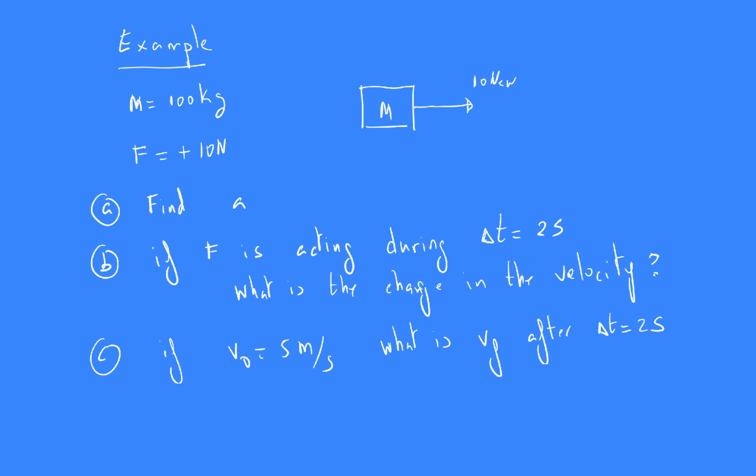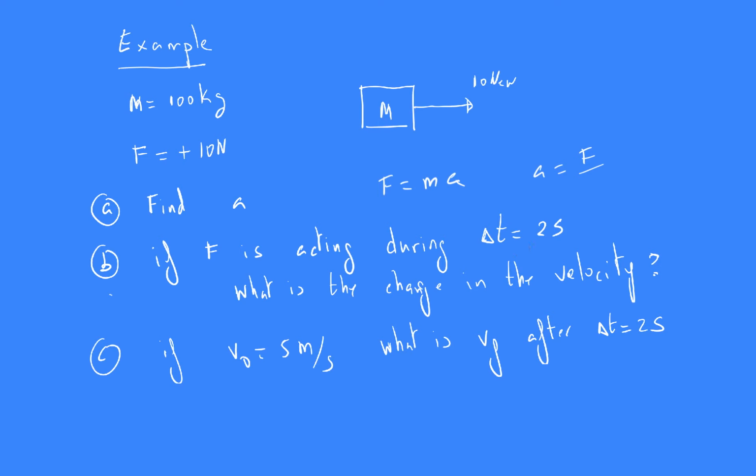A mass of 100 kilograms is acted on by a force of 10 newtons. Find a. Well, the force produces acceleration. How will you find a? You will write the equation force equals mass times acceleration. So you will find the acceleration as the force divided by the mass. So now another question is asked. If F is acting during 2 seconds, what is the change in the velocity?